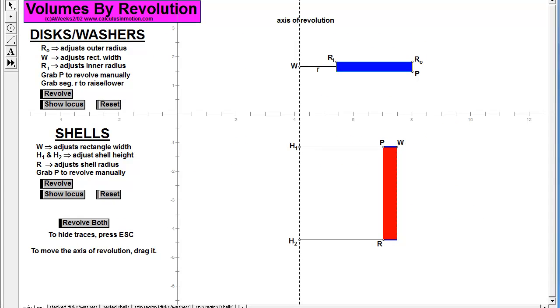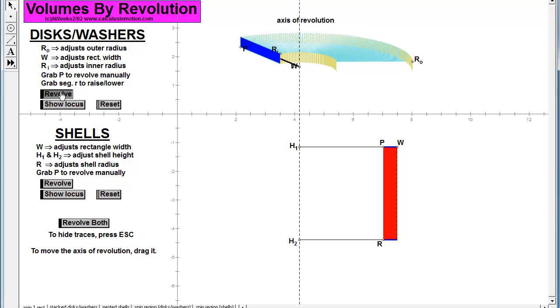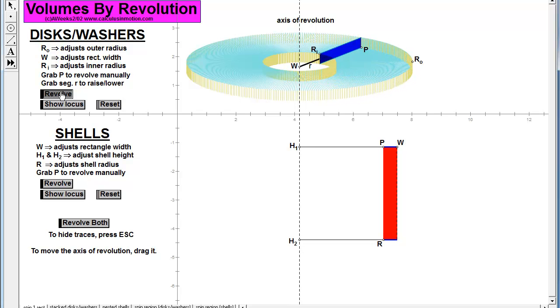The first thing you need to know is that when we create disks or washers, they come from having strips that are perpendicular to the axis of revolution. So it's like this blue strip right here. We have a blue sample strip in our region, and it's perpendicular to what we're rotating around. And when we revolve it, you can see that a disk with a hole cut out of it, or a washer, is created. So our goal is to create a whole series of these and then find the volumes of one sample slice so that we can add them all up in an integral.